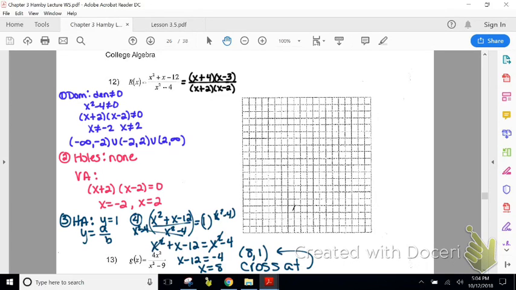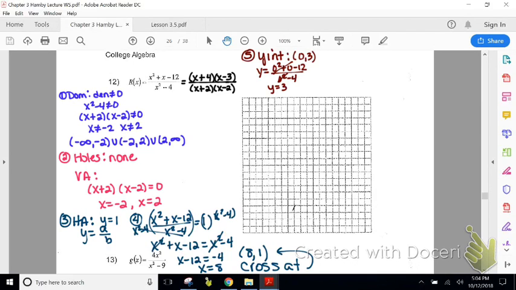Alright, then we have to do our x and y intercepts. Let's see, it asks for y-intercepts first. That's step 5. It doesn't really matter what order you do it in as long as you do them all, but I'm trying to stay with the steps. For the y-intercept, remember that's where x equals 0. I'm going to go back to the original one again since nothing canceled. So y equals 0 squared plus 0 minus 12 over 0 squared minus 4. I end up with negative 12 over negative 4, which is positive 3. So I have the y-intercept at 0, 3.